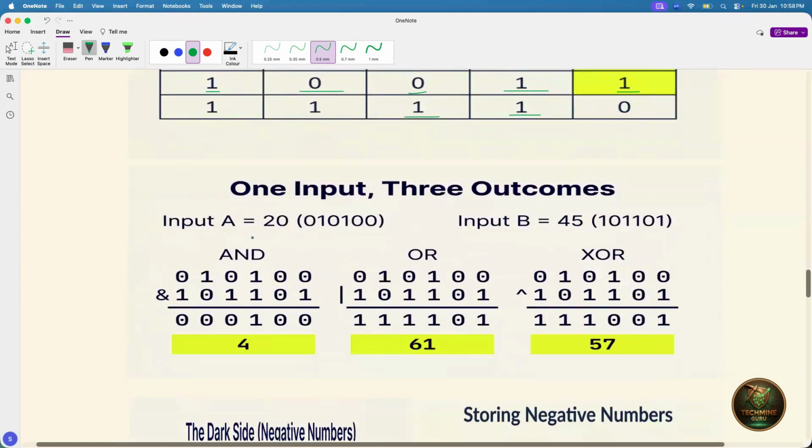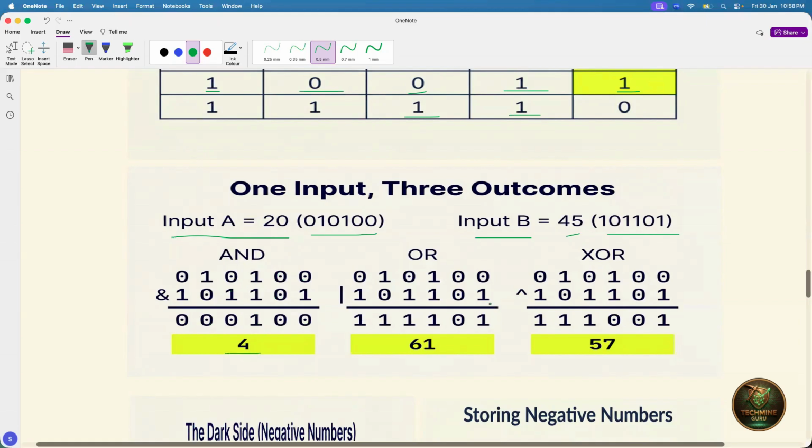Now let's see by taking a bigger example. Let's have input A as 20, whose binary representation is this, and input B as 45, whose binary representation is this. So we just simply put these two things and try to do the AND. So 0 and 1 will give 0, 0 and 0 will give 0, 1 and 1 will give 1, 0 and 1 will give 0, 1 and 0 will give 0, and 0 and 1 will give 0. So this is the binary representation of number 4.